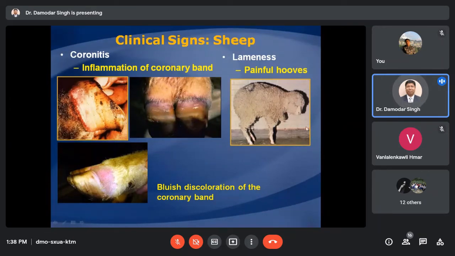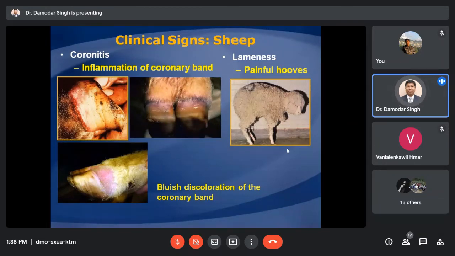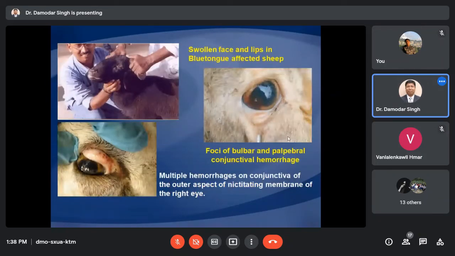The animal shows very painful hooves. Because of that, they may show lameness. They may not be able to move, they may decline, then just lie down on the floor and remain lame. The face also remains very much swollen, as I'm showing here, and sometimes the lips also.